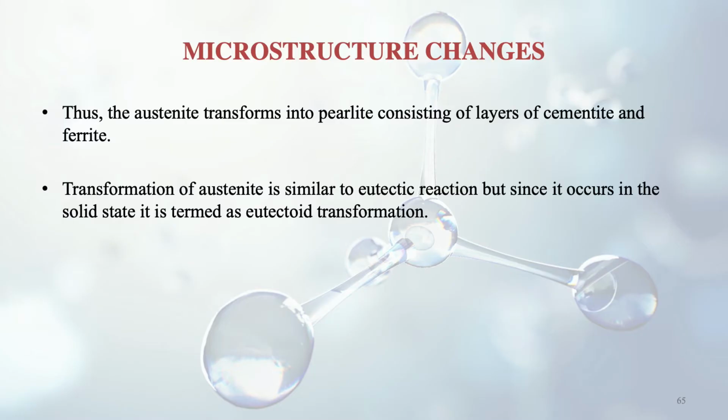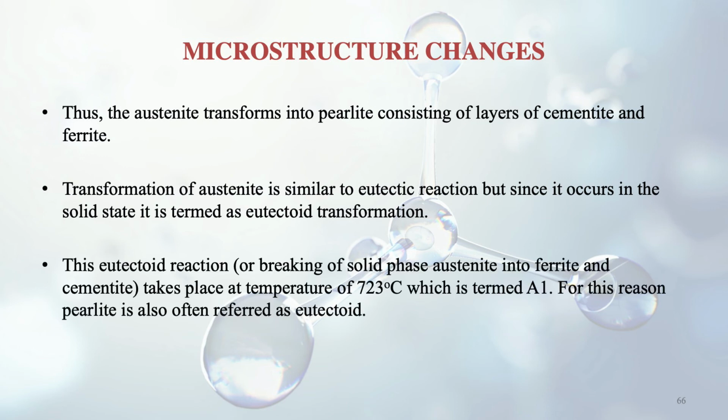Transformation of austenite is similar to the eutectic reaction. Previously in the iron carbon diagram, we studied the eutectic point, which was about 4.3% carbon. So the transformation is similar to that, but here it is occurring in the solid state. At the eutectoid point, it is occurring in the solid state, so that's why the name is eutectoid. This eutectoid reaction, or breaking of the solid phase austenite into ferrite and cementite, takes place at a temperature of 723 degrees centigrade, which is termed as A1, as given in the figure. For this reason, pearlite is also often referred to as eutectoid.